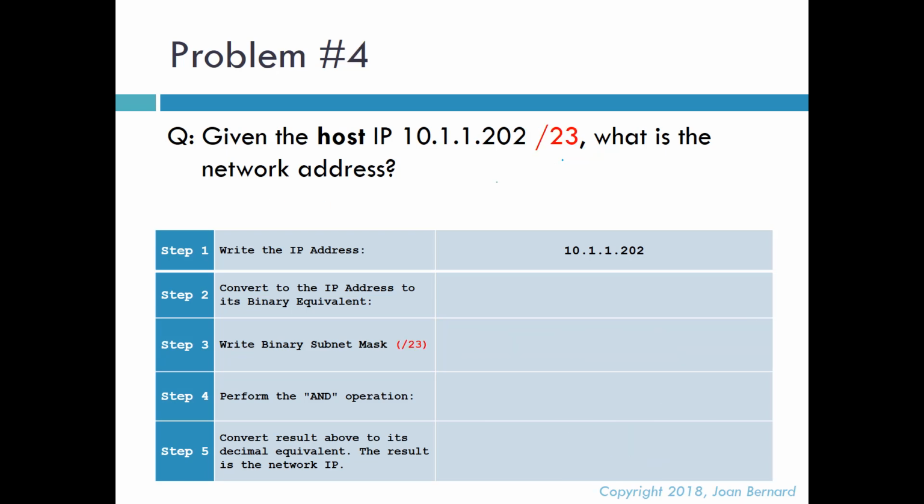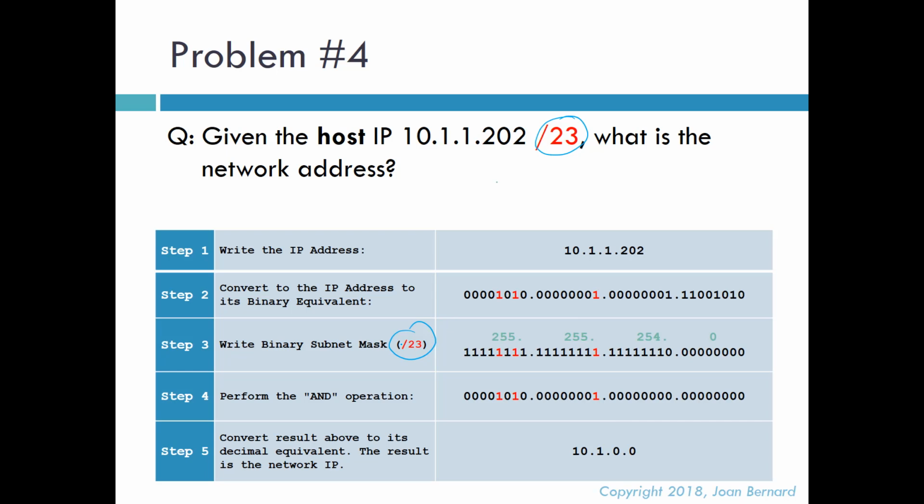So problem number 4, given the host IP 10.1.1.202/23. So we're actually going to go into like a class B, and we're like, well, we haven't really talked about a /23. The great thing about ANDing is it doesn't really matter what that CIDR notation is, the process doesn't change. So you write the IP address, right? You're going to convert it to its binary equivalent. You'll write the subnet mask. Now remember, the subnet mask for /23, that means there's just 23 ones. And then you'll do the ANDing operations. So 23 ones is 255.255.254.0.